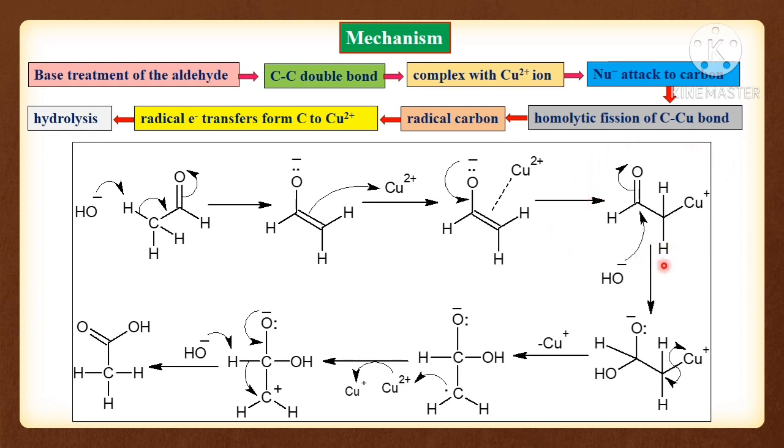In these steps, this intermediate molecule undergoes nucleophilic attack by hydroxide ion at carbonyl carbon and then is converted to this intermediate molecule. In these steps, the carbon-copper bond undergoes homolytic fission and forms the radical carbon. Now, this radical electron is transferred to cupric ion and this cupric ion is converted to cuprous ion. Finally, hydrolysis of this intermediate molecule gives the carboxylic acid.